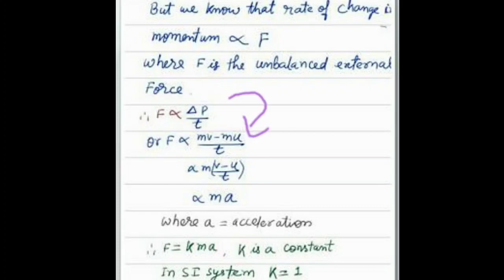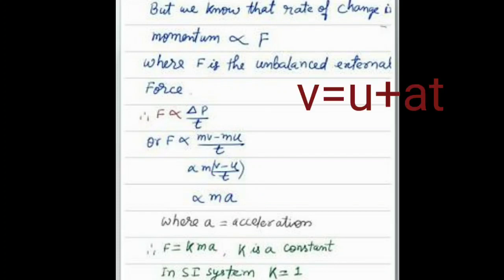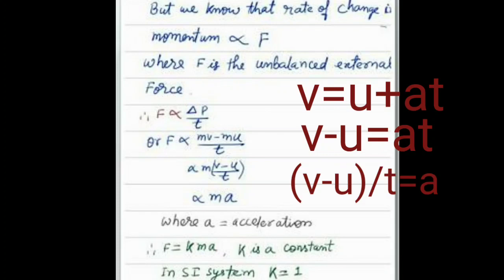Now we will substitute the value of delta P, that is mv minus mu. Now we will take m common from both the terms. Now this whole term, v minus u upon t, is equal to a. How is this possible? Students, we know that v is equal to u plus at. When u comes to the left hand side of the equation, its sign will be changed and t will come to the denominator side. This is how we have substituted v minus u upon t is equal to a.